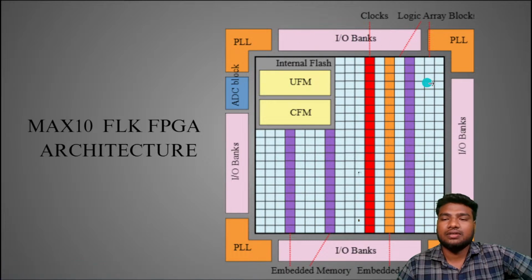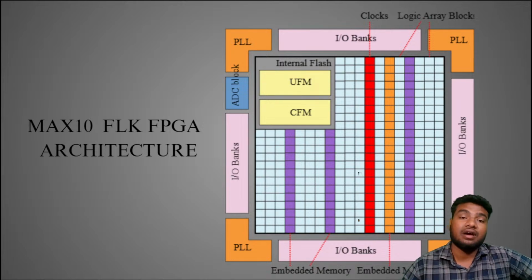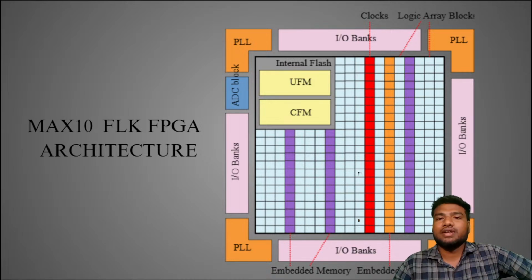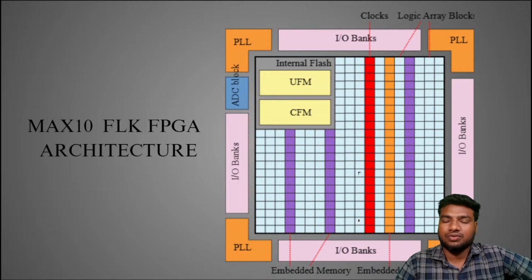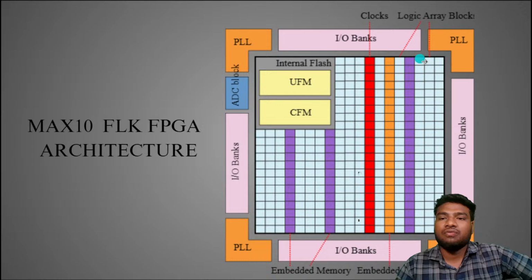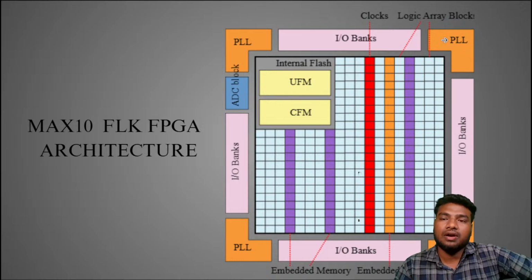It also has PLLs. You can see here four PLLs. PLL stands for phase locked loop. By using the PLL, we can increase or decrease the clock frequency. Imagine in your design our clock oscillator gives 50 megahertz, and for some task you need a 100 megahertz clock. For that we can use the PLL to make the 50 megahertz clock into 100 megahertz.